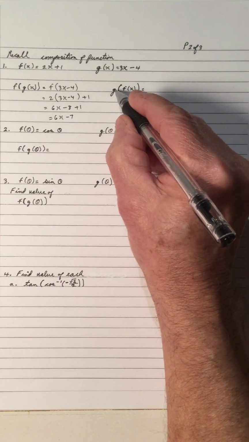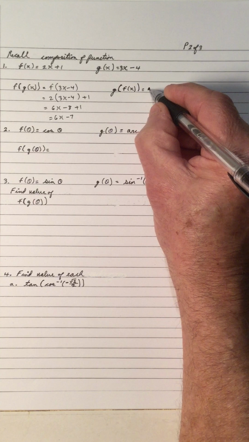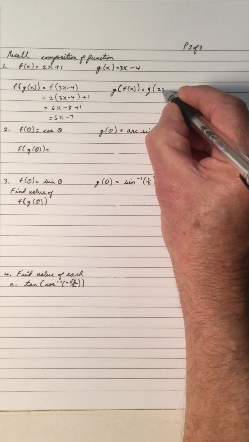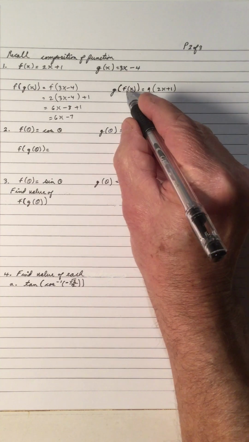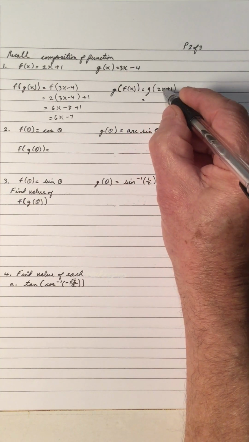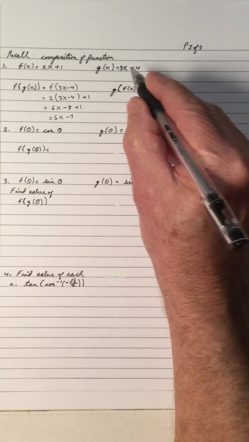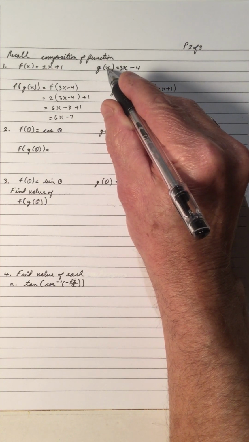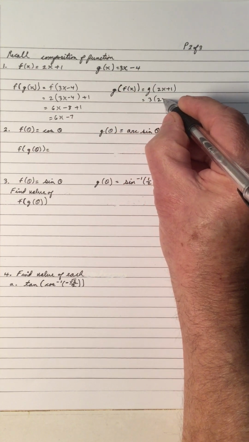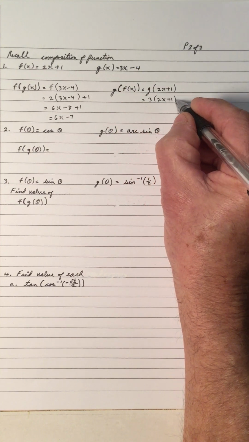Now what about g of f of x? So f of x is 2x plus 1, and we put 2x plus 1 in the place of f of x. Now we take 2x plus 1 and put it in the x in g. So we're putting it right here. So that's 3 times the bracket 2x plus 1.